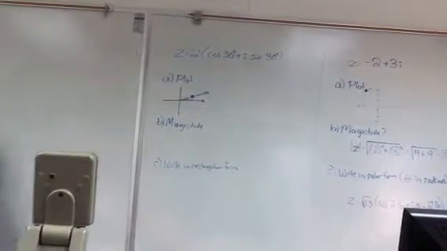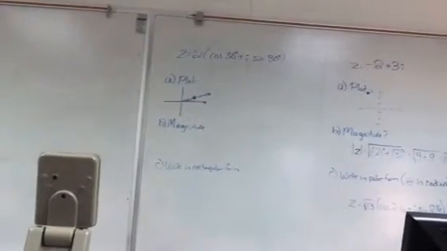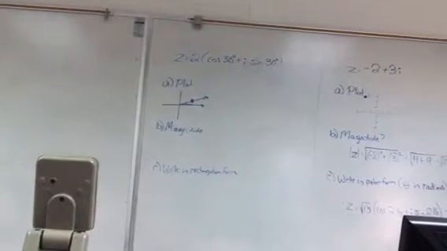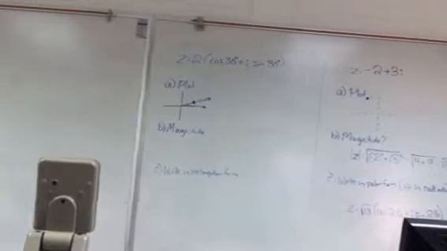Okay, so that's essentially what they're asking for when they ask you to plot a complex number in polar form. Draw the angle and plot the point. Okay, just like we learned back in the first section.